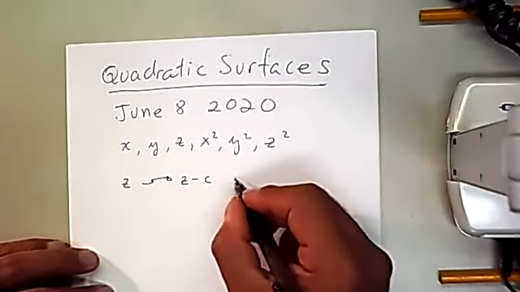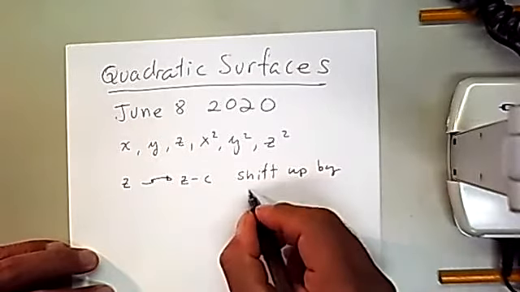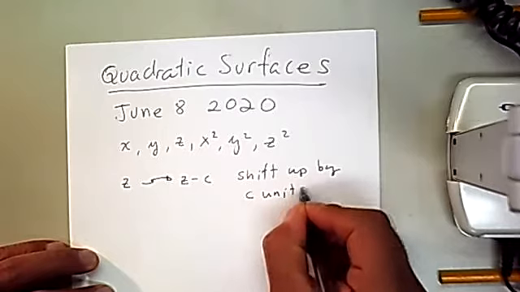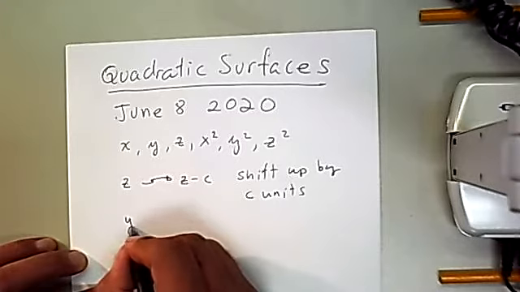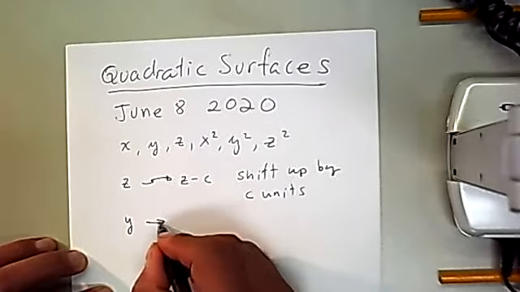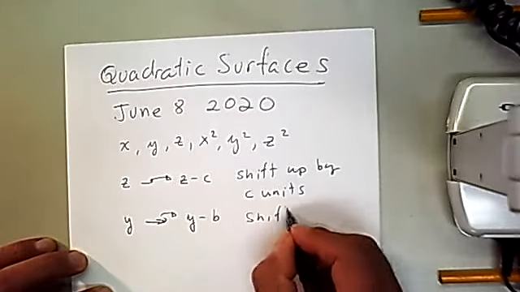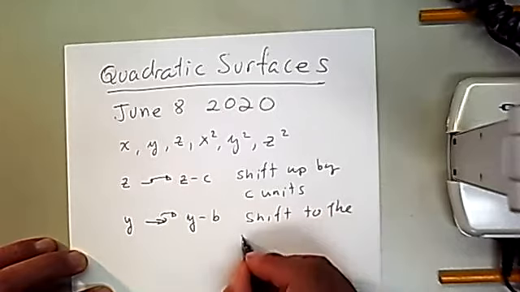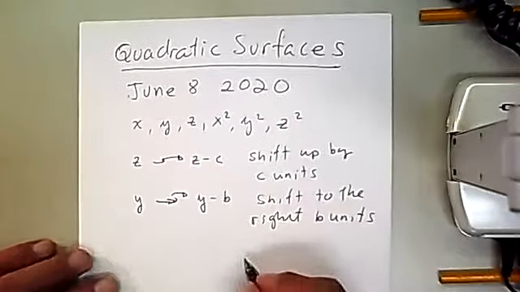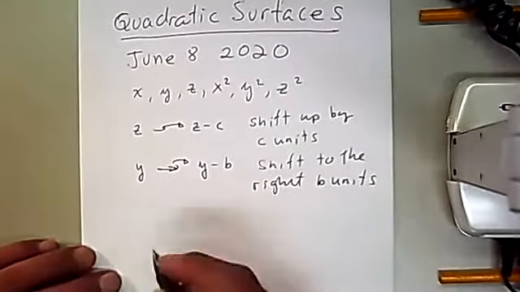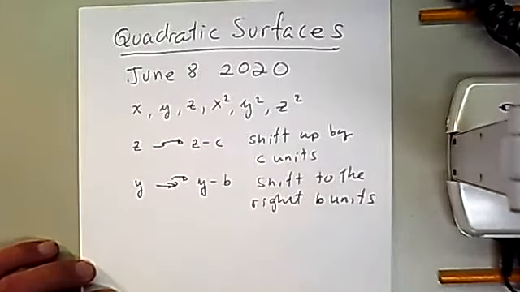So that is a shift up by c units. If we want to shift to the right, we change every y into y minus b, and that is a shift to the right b units. And if we want to shift towards us in the positive x direction, I'm assuming a, b, and c are positive numbers.